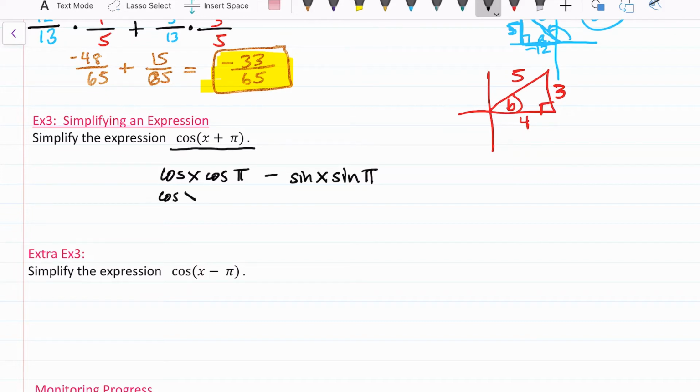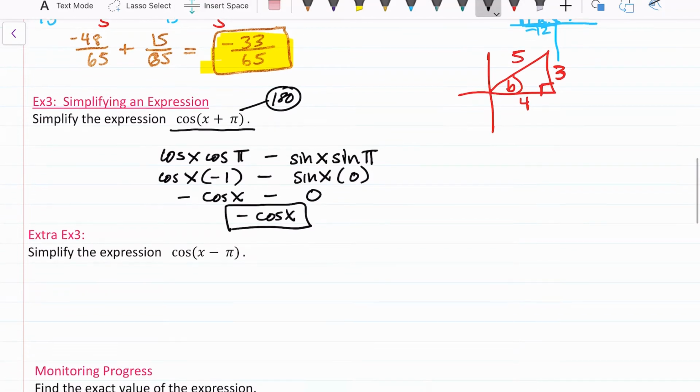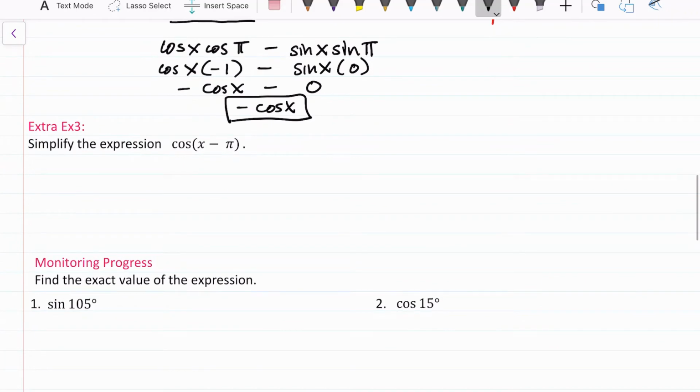Cosine of x does not have a value. Cosine of pi is the same thing. Pi and 180 are the same. So cosine of pi is negative 1. Sine of x does not have a value. Sine of 180 is 0. This gives me negative cosine of x minus 0, which is negative cosine of x. So we're just simplifying this. Please try the next problem.